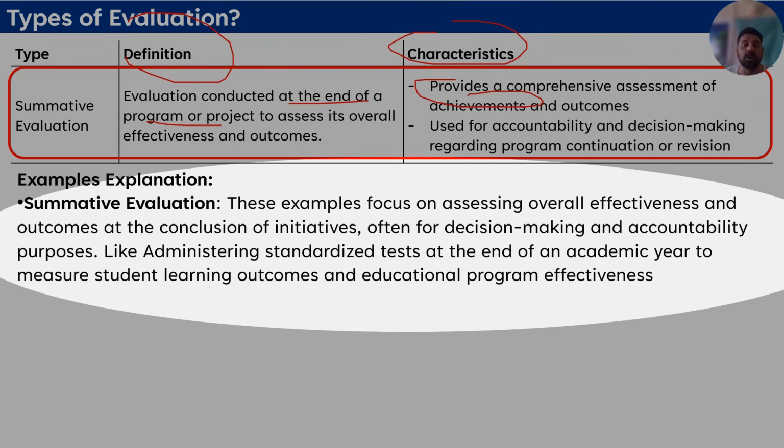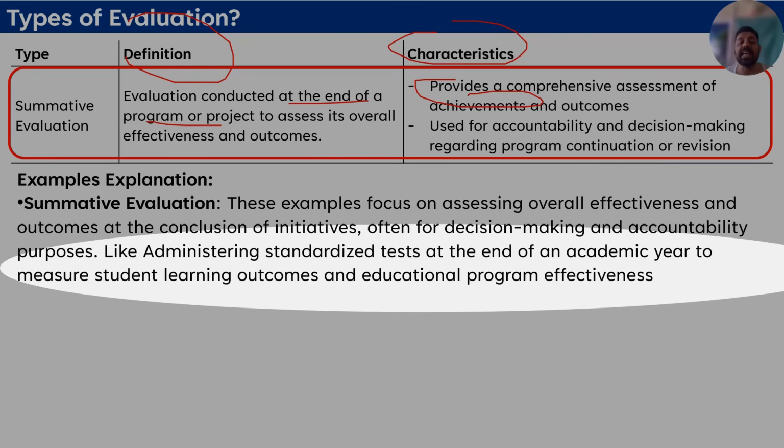These examples focus on assessing overall effectiveness and outcomes at the conclusion of initiatives. You have completed an initiative, so it gives you the overall information related to its effectiveness and outcomes, often for decision making and accountability purposes, like administering standardized tests at the end of an academic year to measure student learning outcomes and educational program effectiveness.